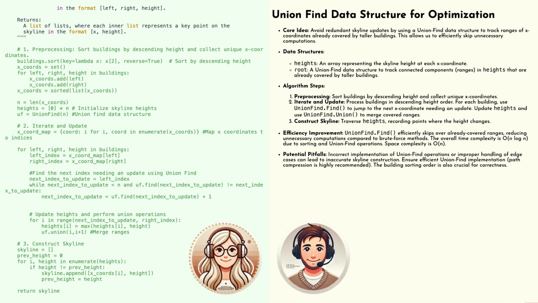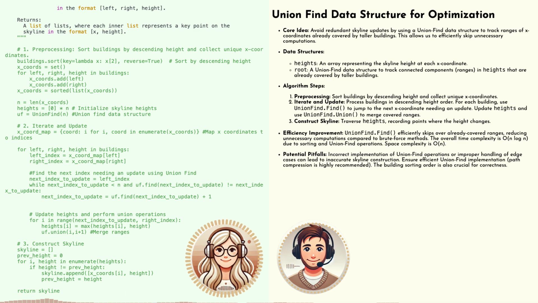Gotcha. So then let's say we come across a shorter building that covers segments 3 and 4. What happens then? That's when we use the find operation. We would use find to quickly check if segments 3 and 4 already belong to a group that's covered by a taller building. And in this case, they do. So we don't need to update the skyline for those segments. We can skip it. I see. We're basically avoiding all those unnecessary calculations by using the information stored in the union find structure. It's like a shortcut that tells us which segments we can just ignore.